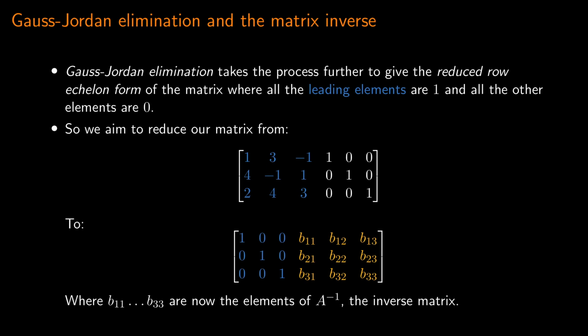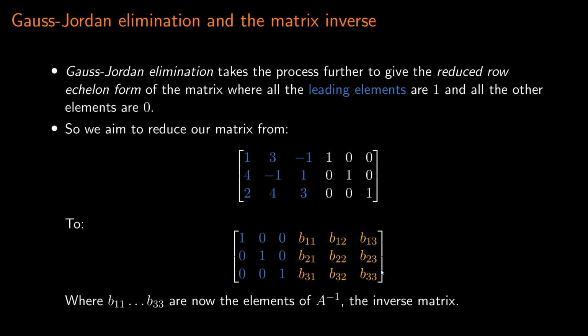So our aim is to reduce our matrix from this form that we've just seen here to something like this. So we want to use the elementary row operations that we've already talked about to go from this matrix to this matrix here. So we're going to convert all of these leading elements to 1 and all of these other elements here to 0 in the blue half of the matrix here, and that will give us 9 coefficients over here that will actually represent the inverse of the matrix. So B11 through to B33 are now the elements of A to the minus 1, which is the inverse matrix that we want to calculate.